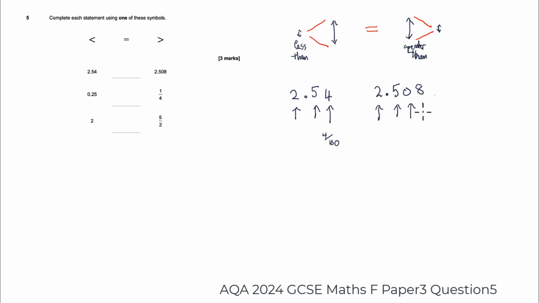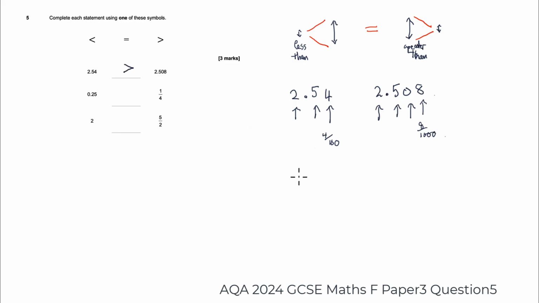And we're into the thousandth column. We've got 8 thousandths. So they both have 2.5, but this has 4 hundredths. This only has 8 thousandths, which is a lot less than this 4 hundredths. So this number is larger, greater than this number. So this would be greater than.